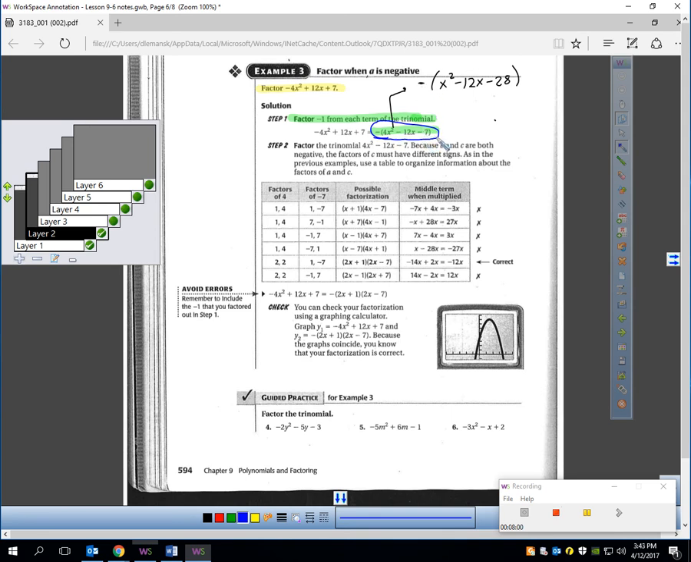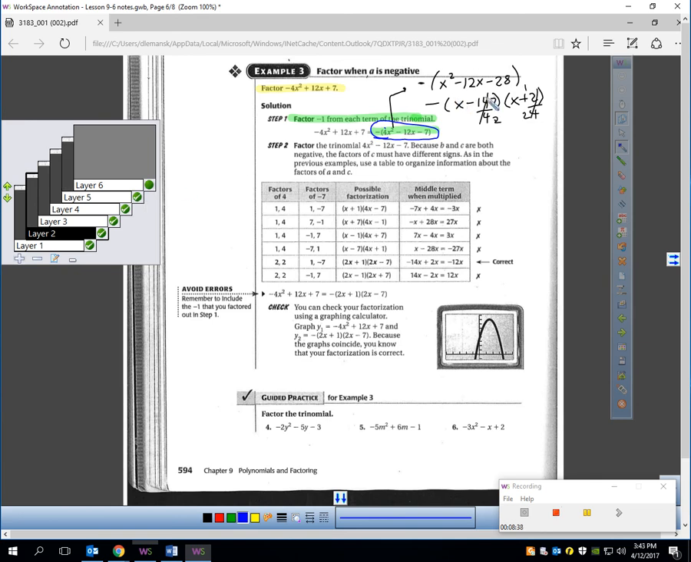Now let's use the Brooklyn method. If I take 4 times negative 7, I get negative 28, which is why you see what I have here. I keep that negative factored out. Okay, what times what's negative 28 and adds up to negative 12? Well, it'd be negative 14 and positive 2. All right, I can't forget, I multiplied by 4 in the beginning of the problem. I have to divide by 4, and I got to reduce.